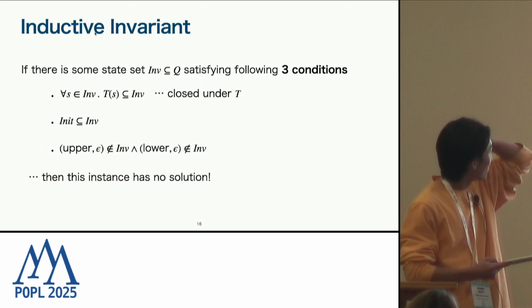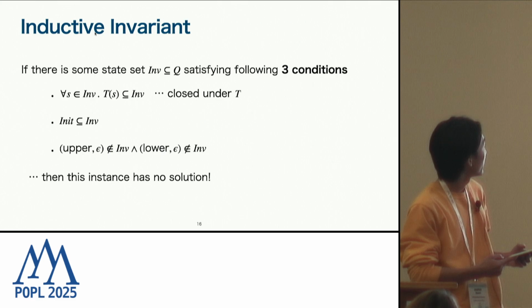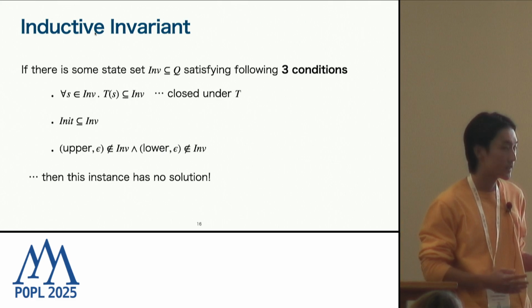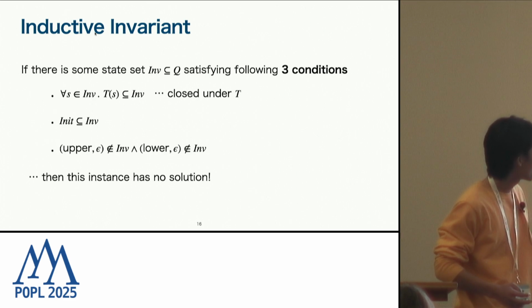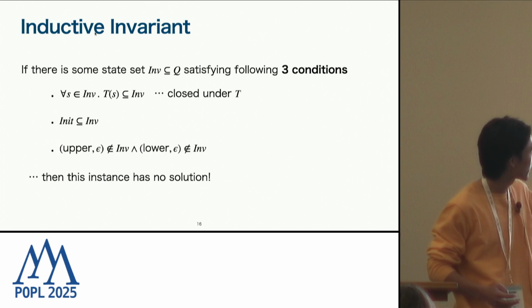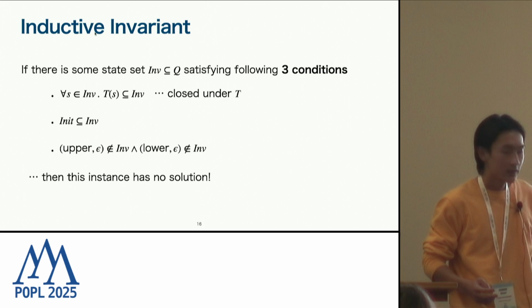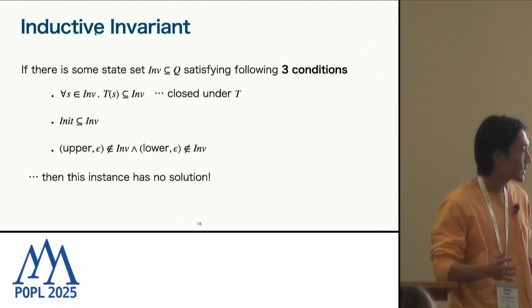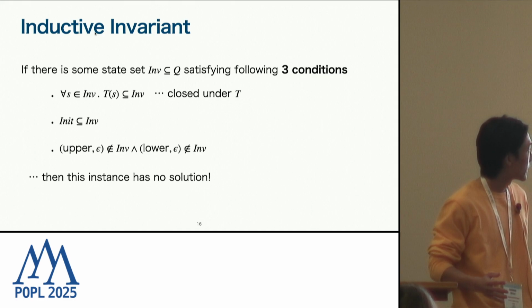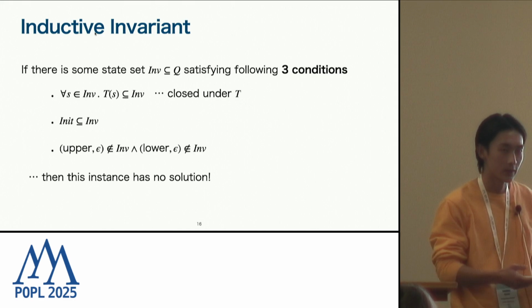Here, the most important concept is inductive invariant. This is the name of some state set satisfying these three conditions. First, it is closed under transition. Second, it subsumes all initial states. Third, it doesn't contain any bad states. If such a state set exists, we can say that there is no solution to this instance.